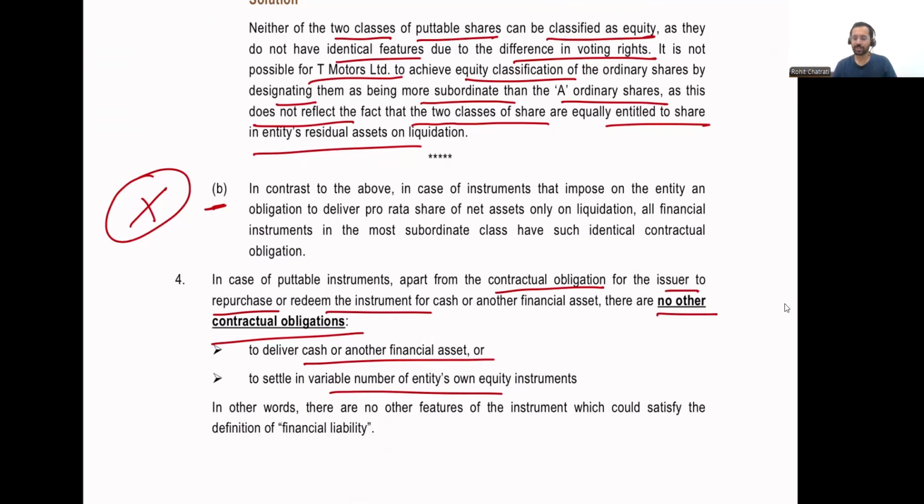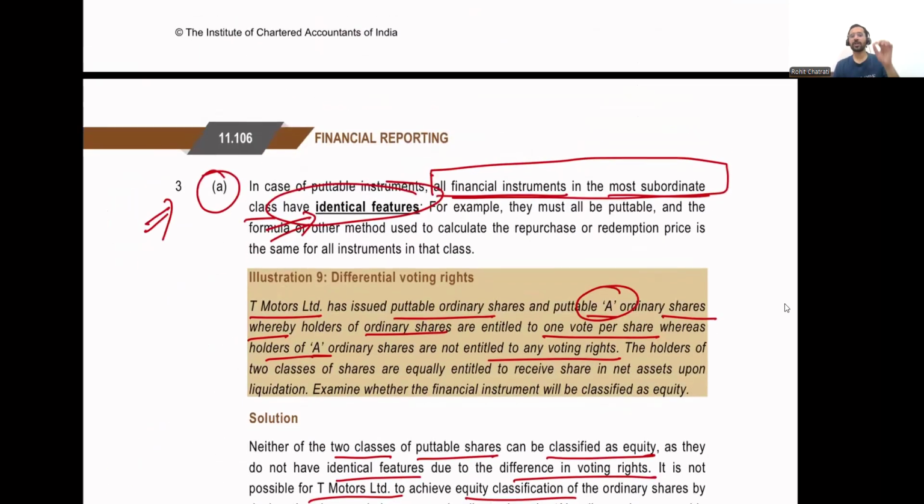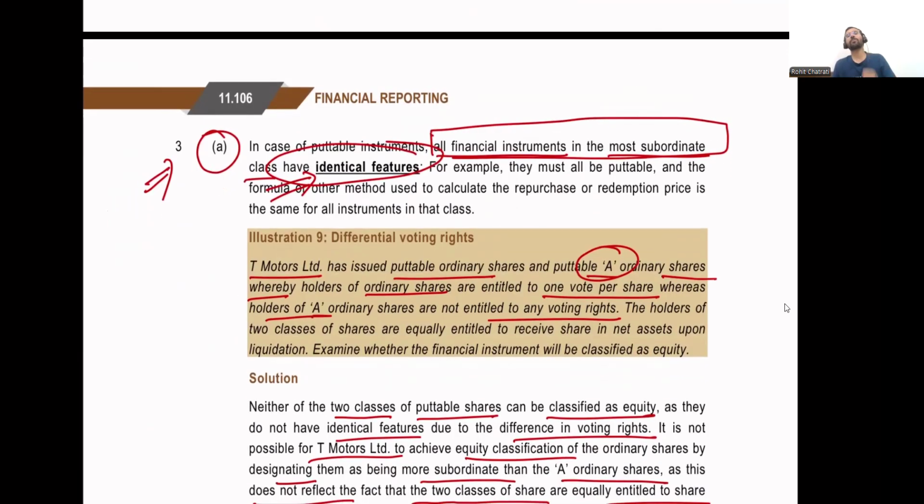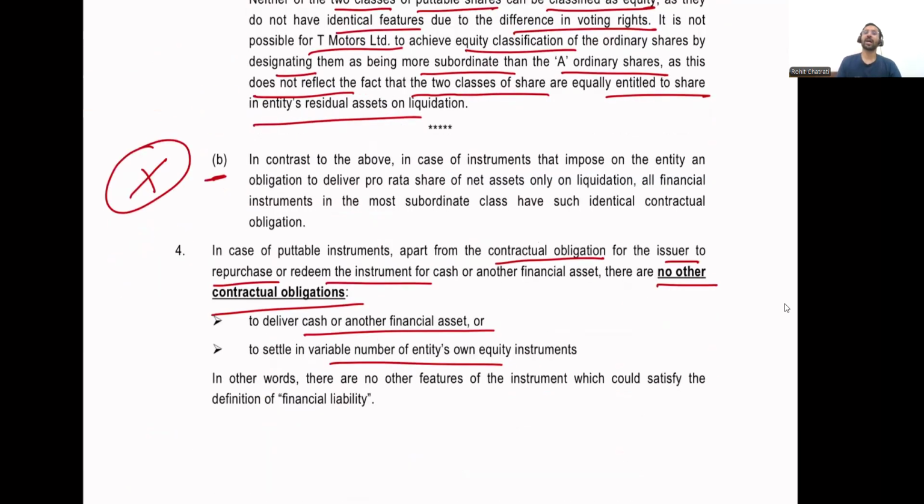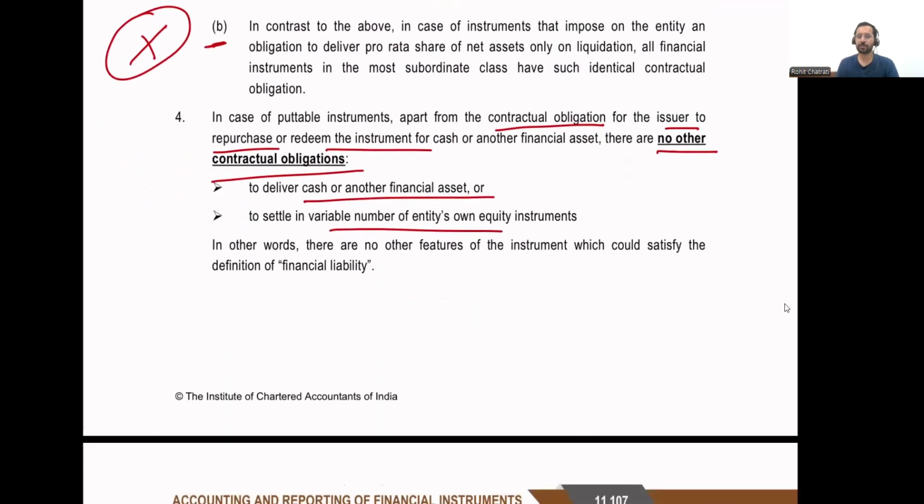All right. Condition number three is that the subordinated class of instruments should actually have identical features. There cannot be more than one class of subordinated instruments. All of them should have the same feature. Condition four is that other than this put option, there cannot be any separate contractual obligation to pay cash or an obligation to issue a variable number of equity shares. The only contractual obligation that may exist in this case is with respect to the existence of the put option. So that is condition number four.